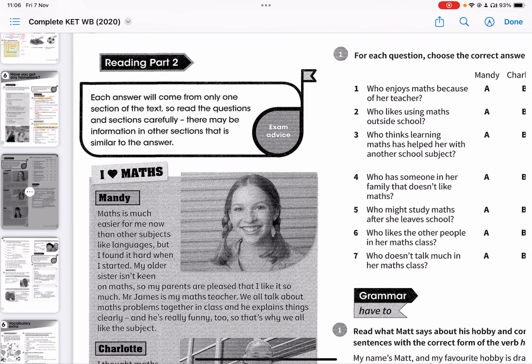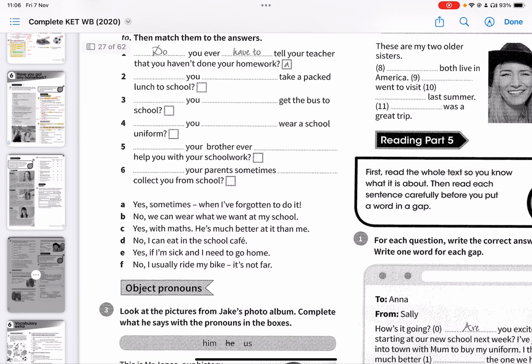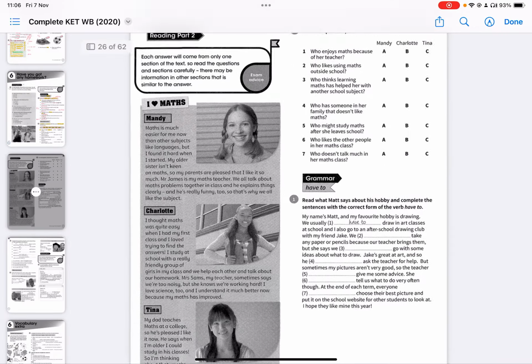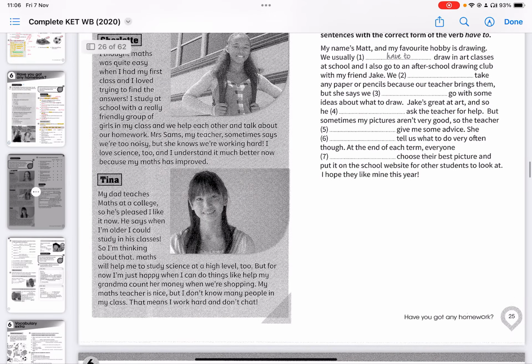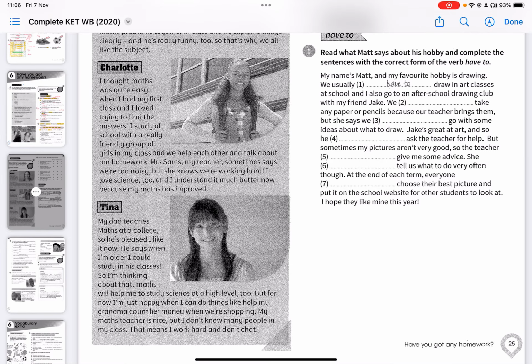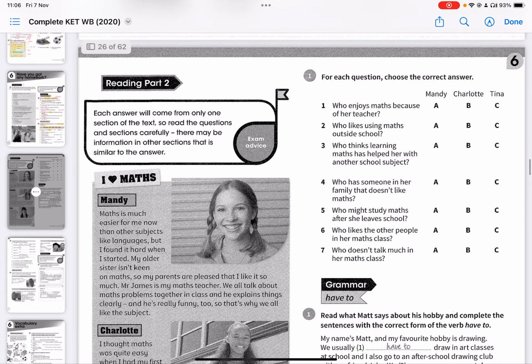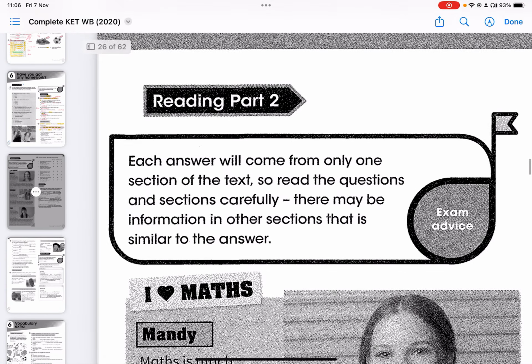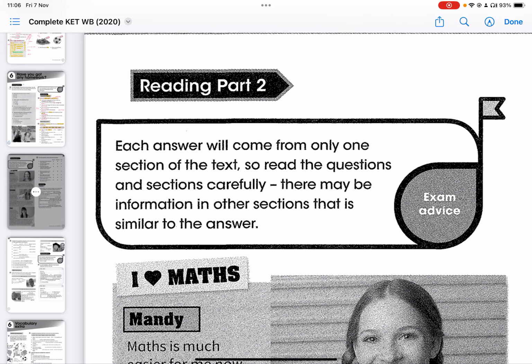Okay, hello, and this is page 25 of the complete key workbook. So we have a few things to do here. The first one is reading part 2. So this is the reading that you will see in the exam.